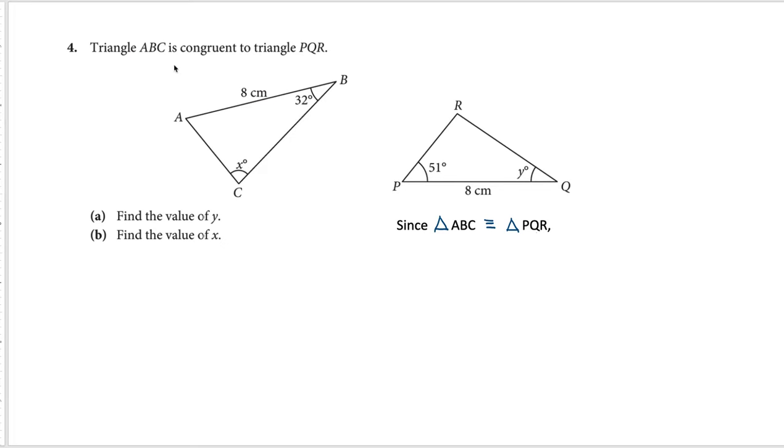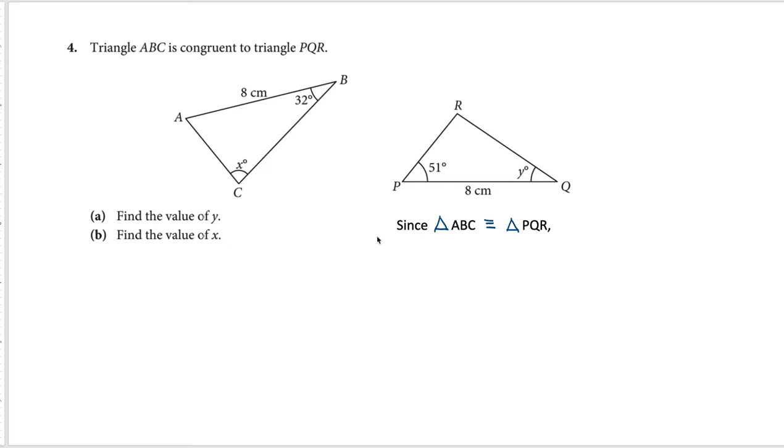In this question, they say that triangle ABC is congruent to triangle PQR, which simply means that A is the corresponding point of P, B to Q, and C to R. Therefore, we know that the side AB equals the side PQ. As we can see, both are 8 cm. Similarly, we want to find the angle at Q. So the angle at Q corresponds to the angle at B, which is 32 degrees.